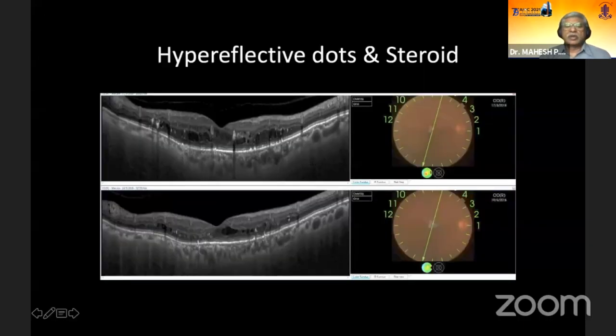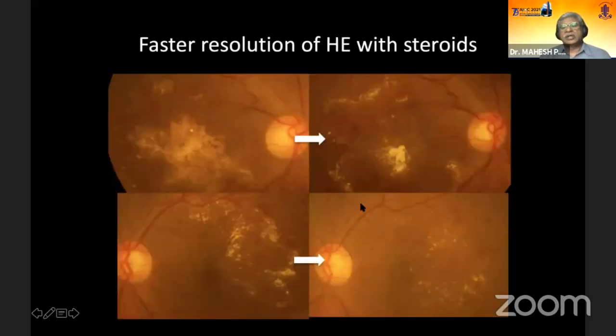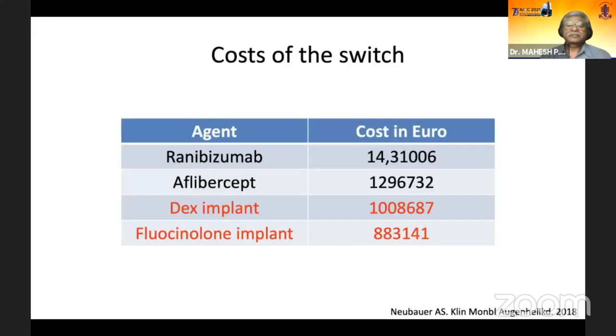So hyperreflective dots, one of our studies showed that about 4 times fewer treatments are required. And hard exudates, yes, they tend to resolve better with steroids, but even with anti-VEGF, they do resolve, but a little longer, a little later, that's all. But we need to consider the cost of the switch.